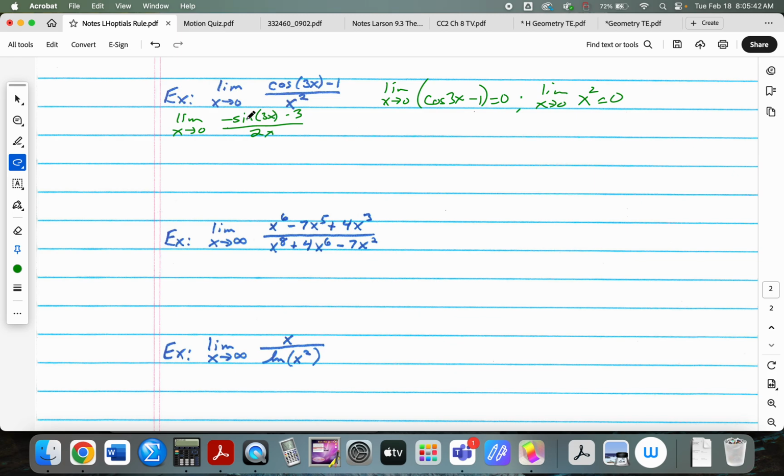If I substitute in, sine of 0 is 0, so the numerator is 0, and 2x will be 0 as x goes to 0. So I'm simply going to apply L'Hopital's rule again. To do that, I have to justify that I can, and I'm going to rewrite the numerator as negative 3 sine 3x. That goes to 0. And the limit as x goes to 0 of 2x is also 0.